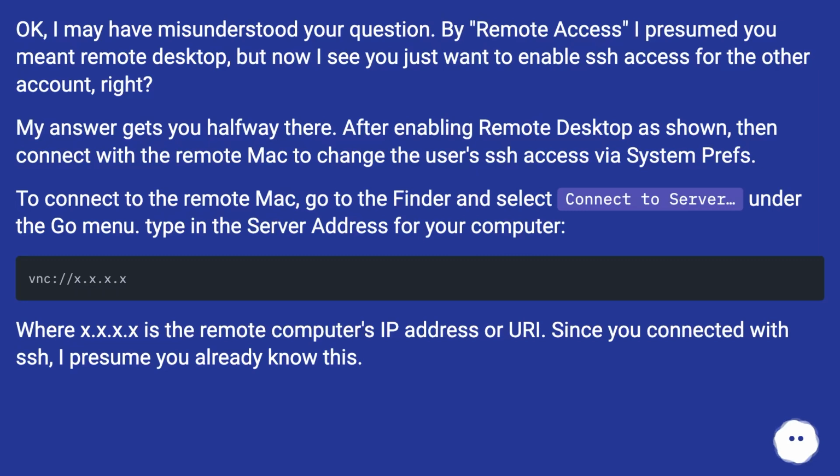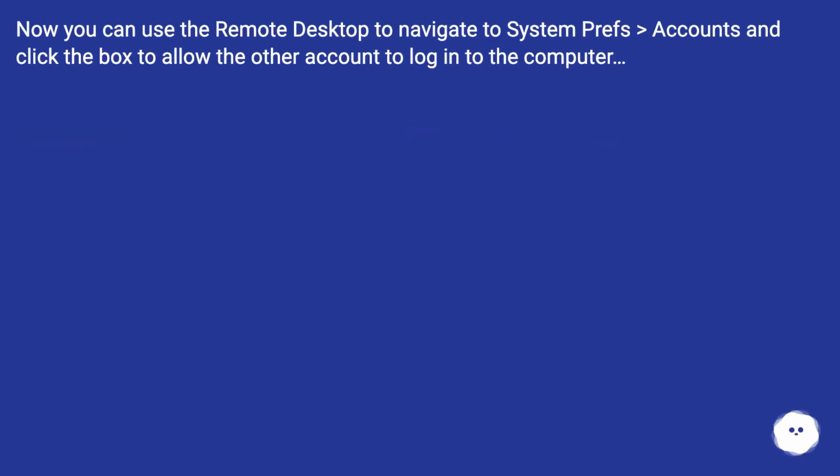After enabling remote desktop as shown, connect to the remote Mac to change the user's SSH access via System Preferences. To connect to the remote Mac, go to the Finder and select Connect to Server under the Go menu. Type in the server address for your computer, where x.x.x.x is the remote computer's IP address or URI. Since you connected with SSH, I presume you already know this. Now you can use the remote desktop to navigate to System Preferences, Accounts, and click the box to allow the other account to log in to the computer.